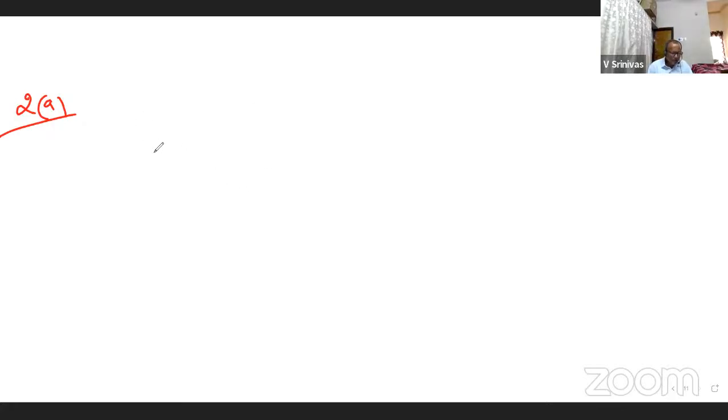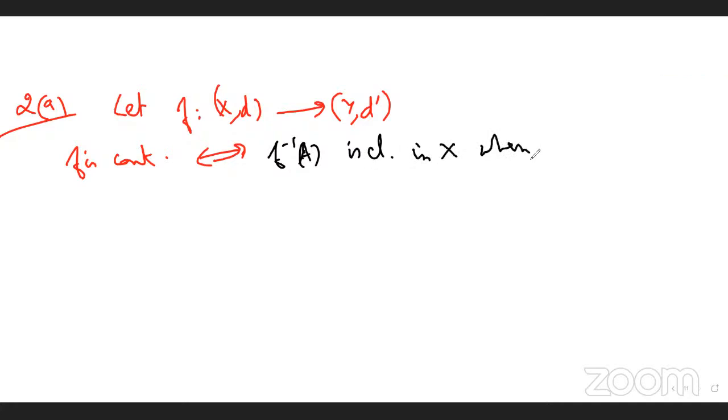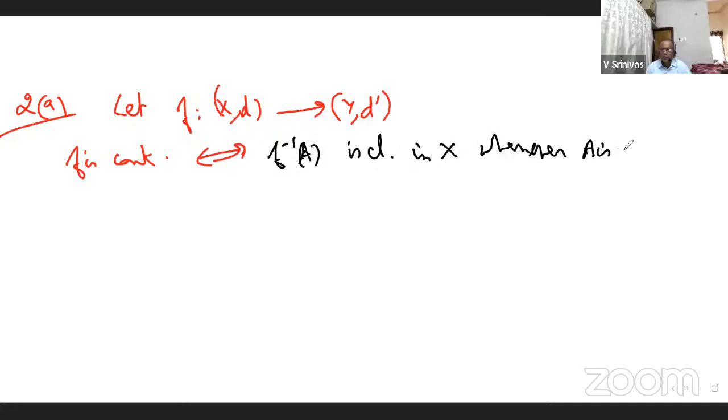Okay, so let F be a mapping from a metric space X into a metric space Y. Then prove that F is continuous if and only if F inverse of A is closed in X whenever A is closed in Y.